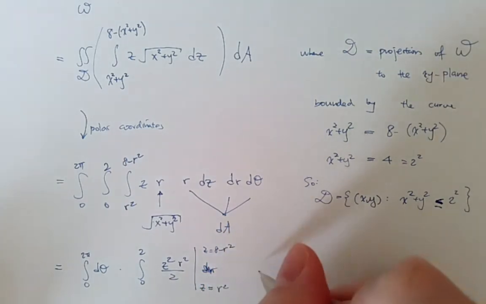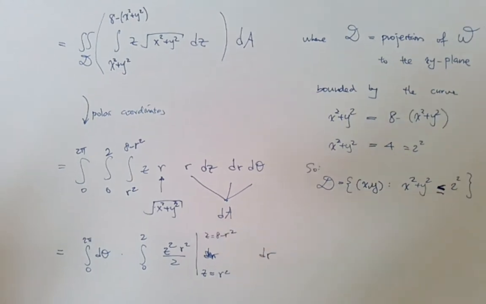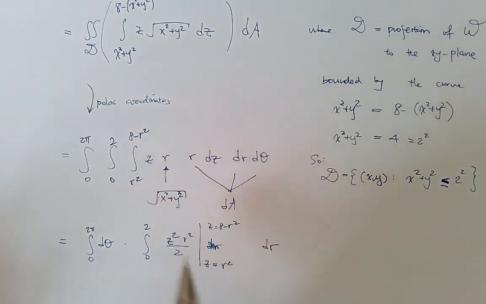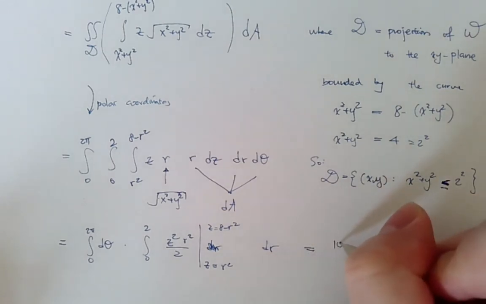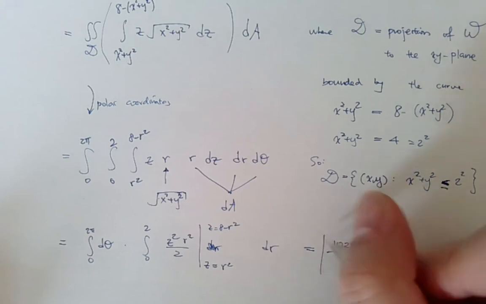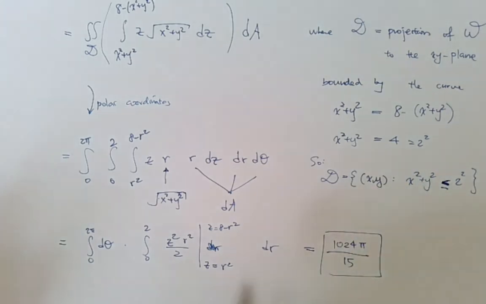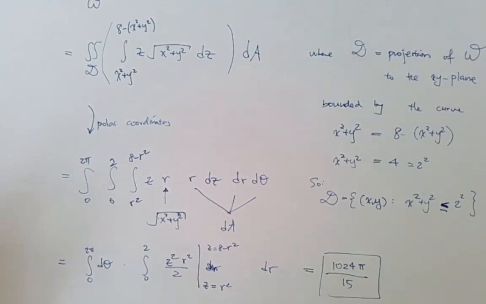And then we integrate with respect to r. We substitute these in, expand it, and then it's a single variable integral with respect to r. I don't really want to do it. This is just 2 pi. I will skip to the end. This is equal to 1024 pi over 15. The final answer is not that important. I want you to grab hold of the concept.